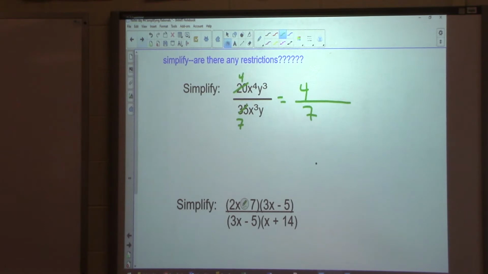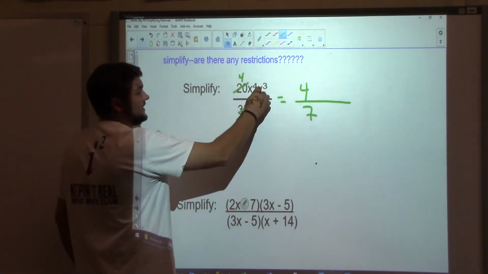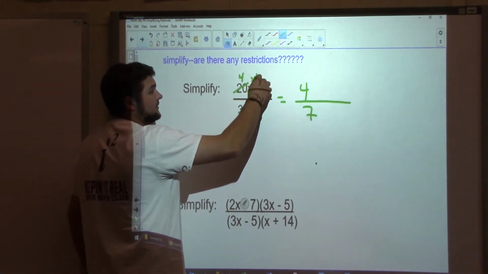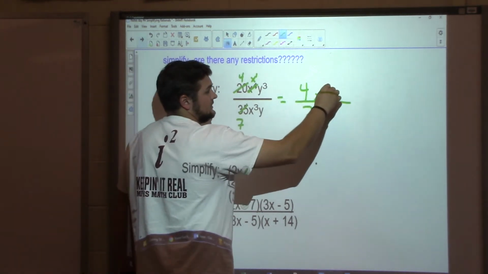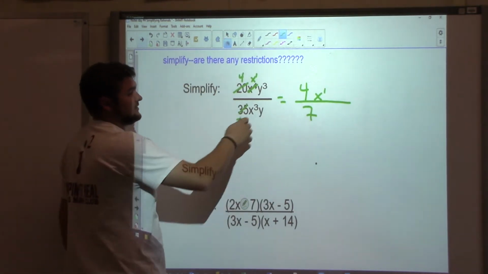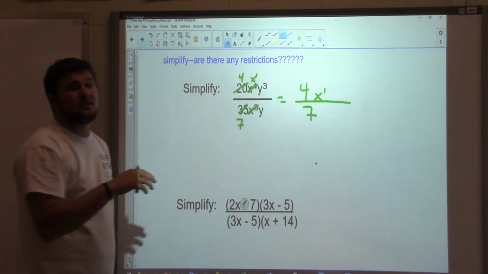What do you got? X cubed. X cubed, right? If I take x cubed out of the numerator, I'm left with x to the first. You can just write x if you want. You don't need to put the first there. If I take x cubed out of the denominator, what am I left with?